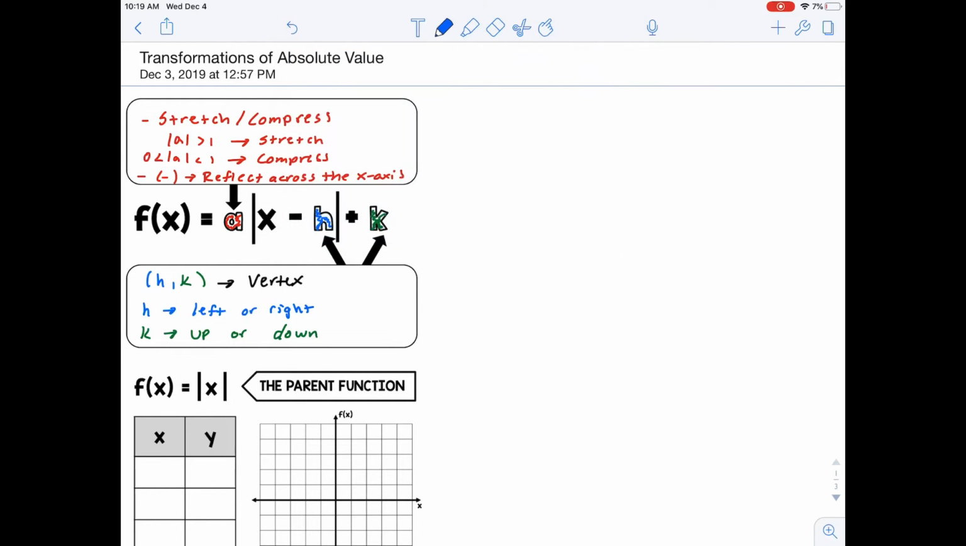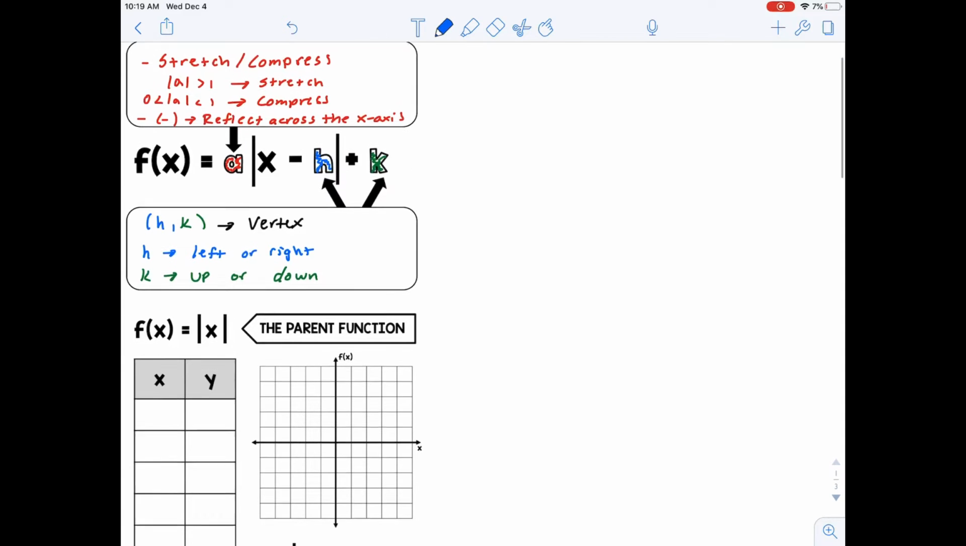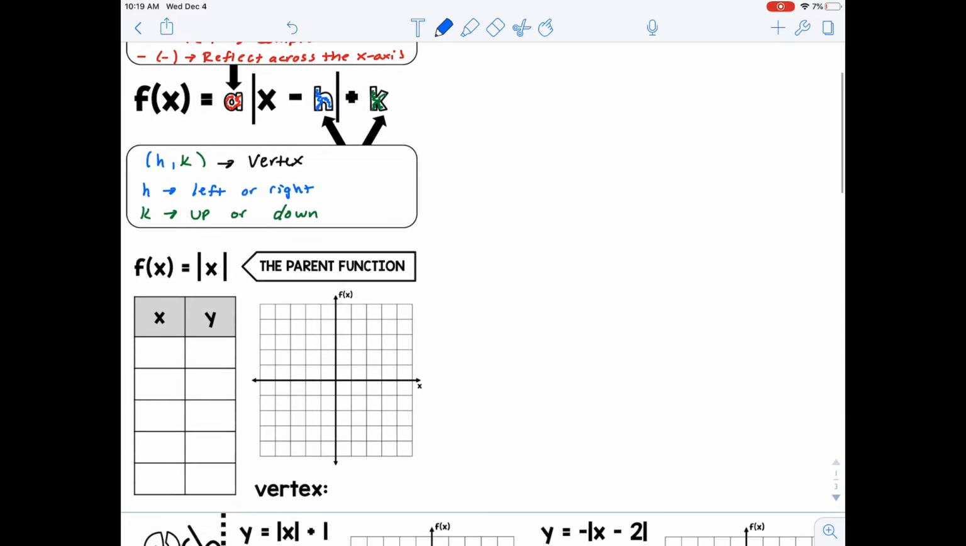As far as the h value goes, remember anything in parentheses is the opposite of what we see. So since there's a minus, and I know there's not parentheses, but it's the same rule with absolute value bars. The formula has a minus, so think opposite.